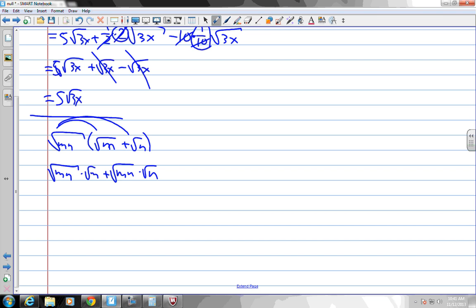Yeah. That's fine, because you can pull them together to make it the square root of m squared n plus the square root of mn squared. Right? And then if you take the square roots, it's m square root of n plus n square root of m.